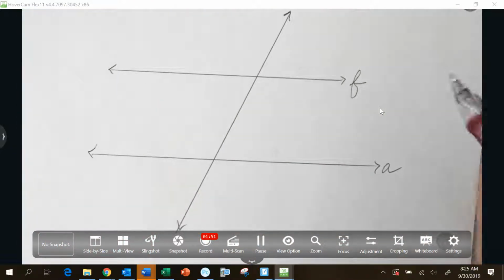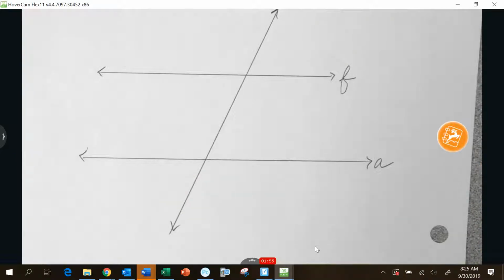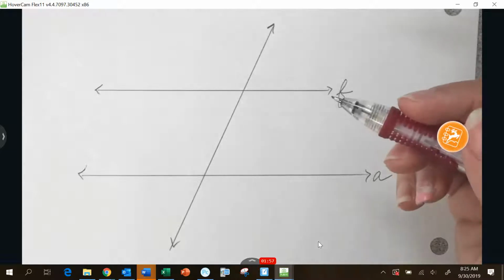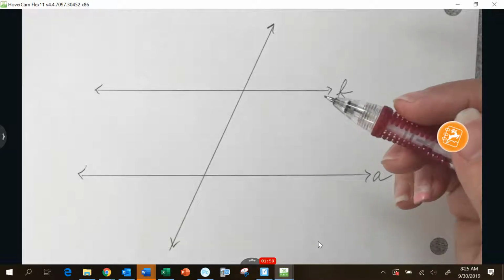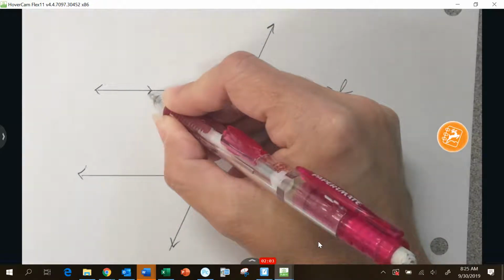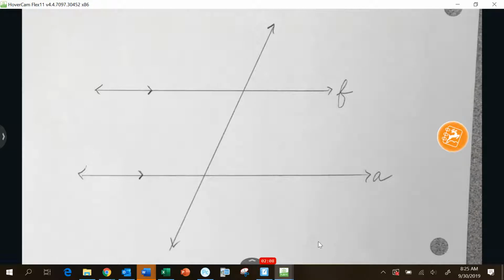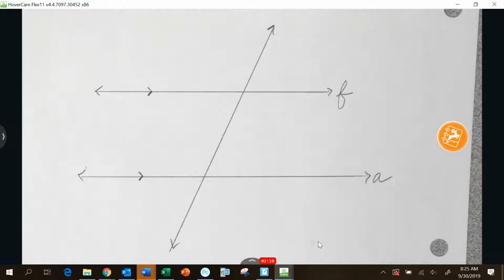Okay, there's one more thing about this. I said to make parallel lines, but if somebody were to look at my picture right now, they could not assume that these were parallel. Put the little arrows on it so we could let everybody know that these, in fact, are parallel lines.